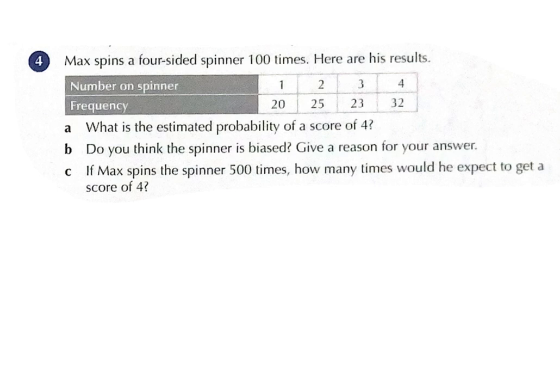To find the probability of getting 4, it is the number of times you get 4 over the total number. The number of times you get 4 is 32. The total number of times is 100. So 32 over 100. Understood? So A equals 32 over 100. Understood, A?